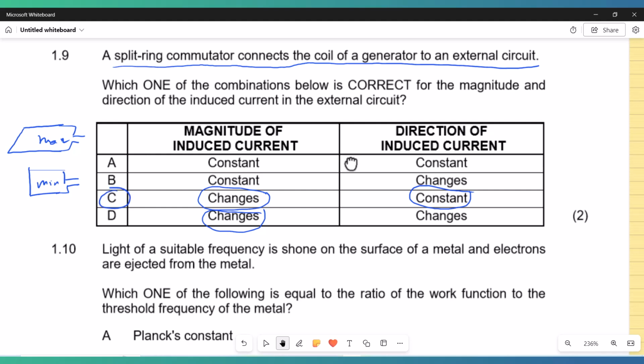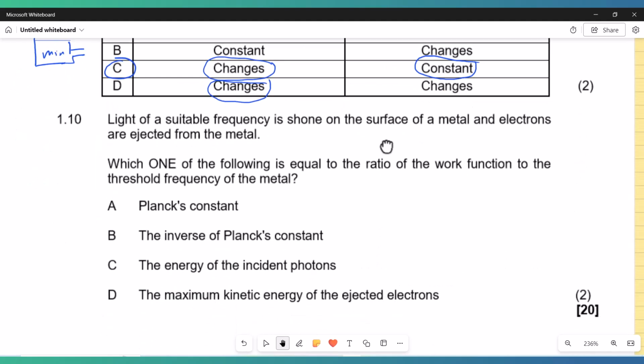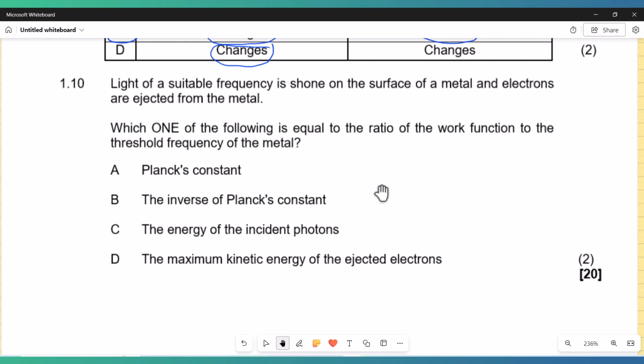Hope we are together. 1.10. They say here that light of a suitable frequency is shone on a metal surface and electrons are ejected from the metal surface. I repeat, light of a suitable frequency is shone on the surface of the metal and electrons are ejected from the metal. Which one of the following is equal to the ratio of the work function to the threshold frequency of the metal? So which one is the ratio?